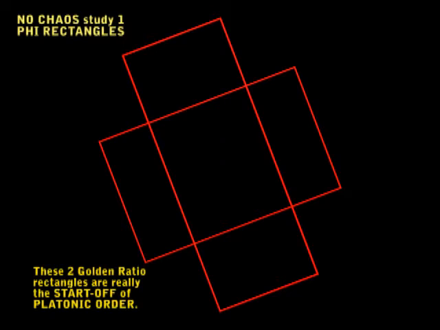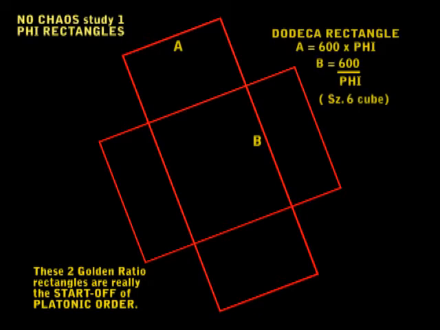So let's focus on these two golden ratio rectangles. First I'll show a yellow A and a yellow B. This is on the dodeca rectangle and it's showing 600 times 5 and 600 divided by 5. 600 comes from a size 6 cube, so this measurement could be anything, any size cube.